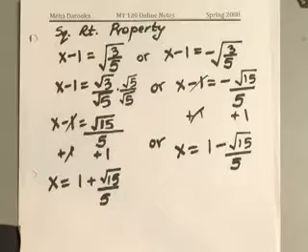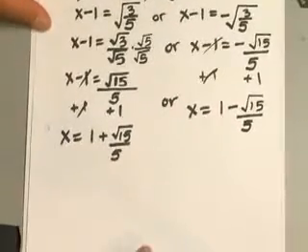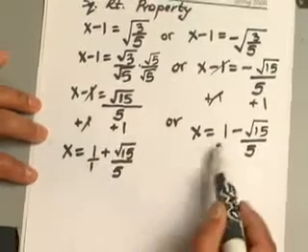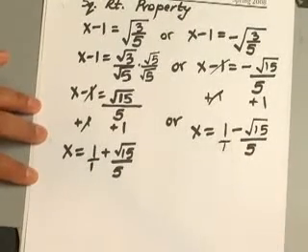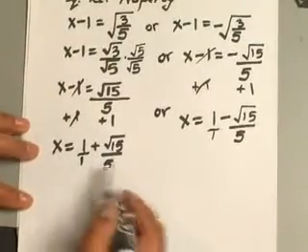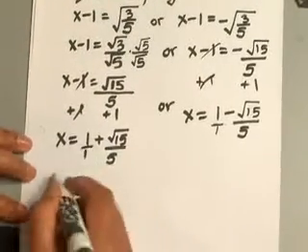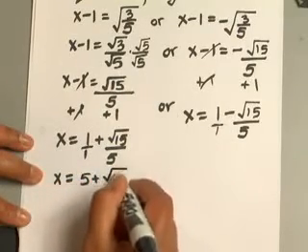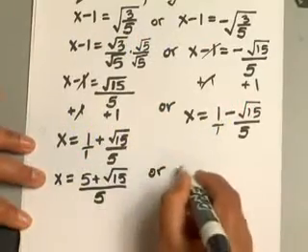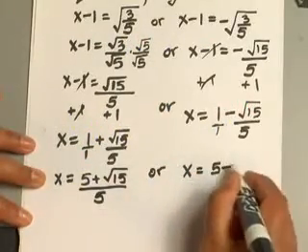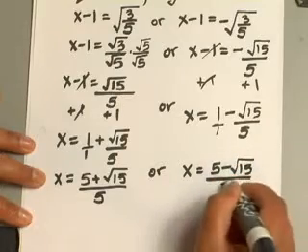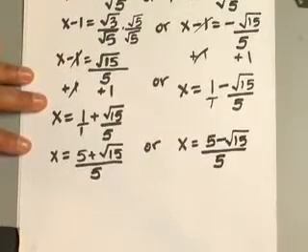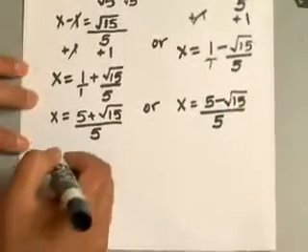Okay. Now, if you want, you can go ahead and try and combine these two terms together. The only way to combine them would be to find a common denominator. So, of course, this would be over 1. Okay, so your common denominator would be 5. Go ahead and you will end up with 5 plus square root of 15 over 5, or x equals 5 minus square root of 15 over 5.